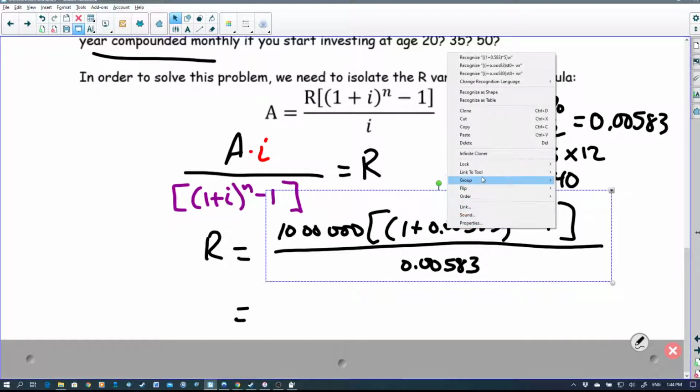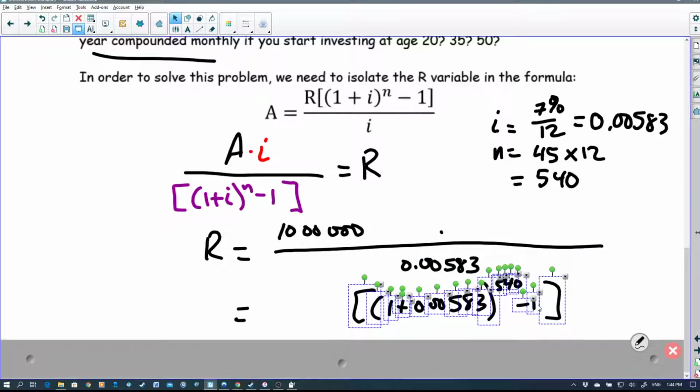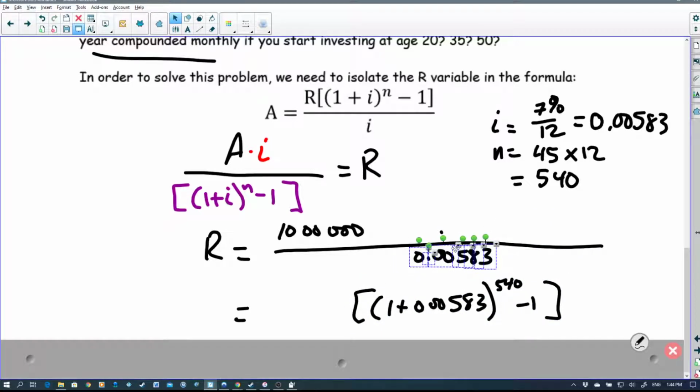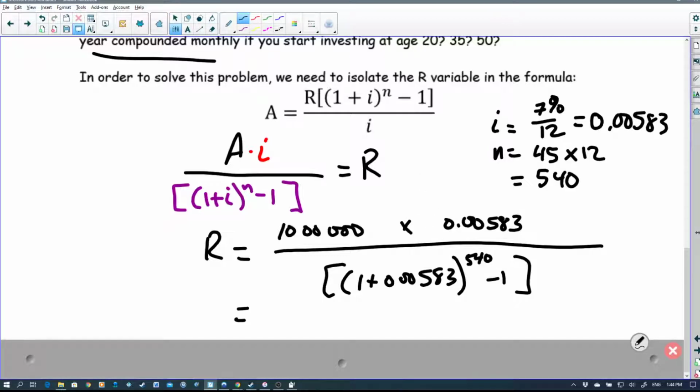I'm going to try something here. See if I can make this easier on myself. I was too excited to show you the final answer, and I messed up putting it into the formula. Magic of smartboards, I can fix this. Sorry about that. So A times I divided by the big bracket there. And now I got rid of my calculator.